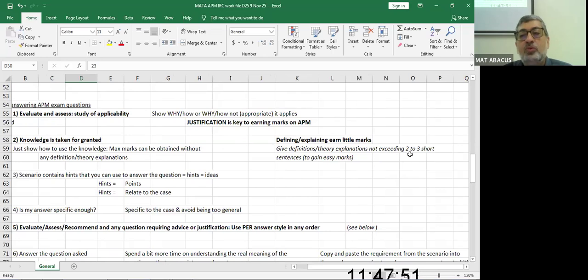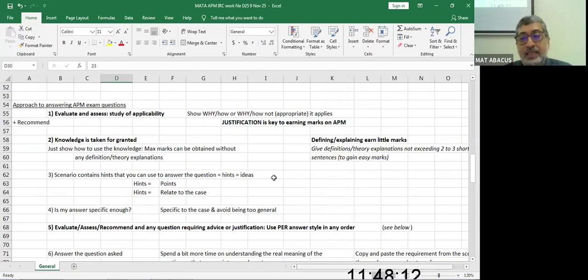But do not exceed 2 to 3 short sentences. I'm allowing it because, like I'm saying, we are going to appeal to those compassionate marks to gain, and they are going to be easy marks, because if you can give the theory, it's going to be easy. But again, like I said, if you're going to exceed 2 to 3 sentences, then I don't want you to do it. Yeah, so it's a tough choice.